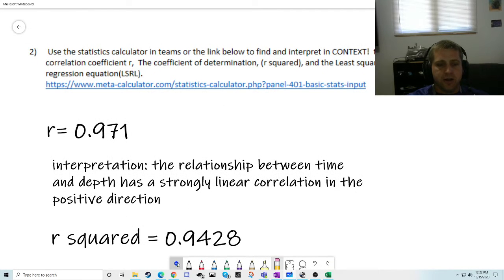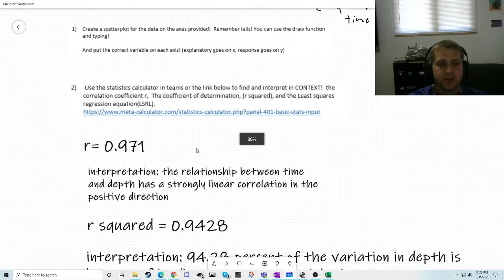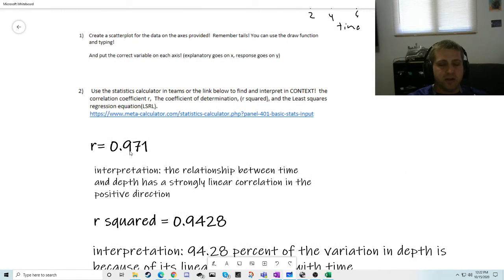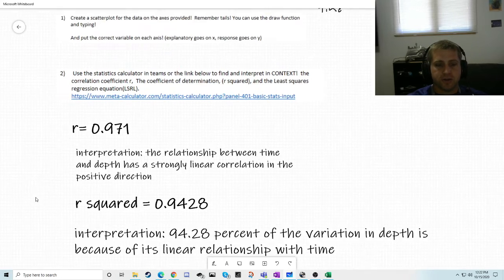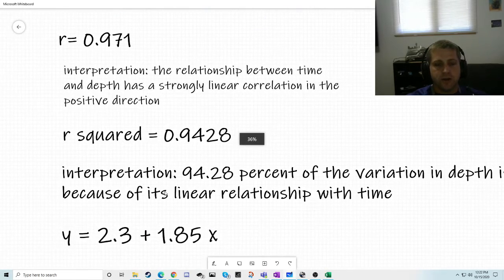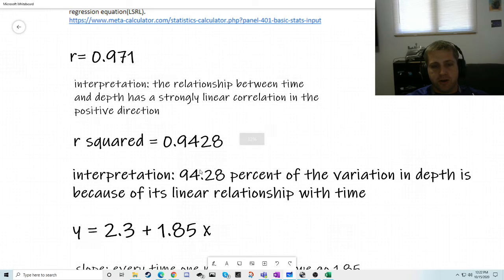So R is how strongly linear this stuff is. It's really close to 1, meaning it's very linear, and it's positive, meaning it's sloping upwards. So I could say the relationship between time and depth has a strongly linear correlation in the positive direction. R squared, I just changed it into a percent, and I said, okay, 94.28% of the variation in depth is because of its linear relationship with time.